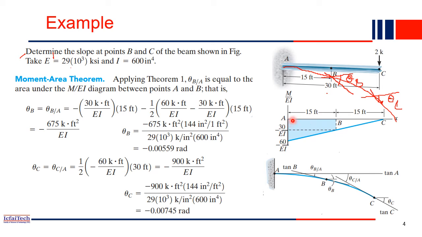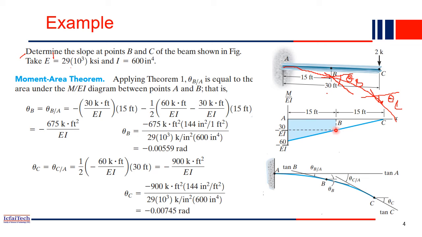So what is the area here? This entire blue shaded area is a trapezoidal shape, right? You can divide it into two parts: one is this rectangular part and another is this triangular part. How much is the area of the rectangular part? Simply the width, 15, into height. This height is 30 by EI. So 15 into 30 by EI will give you this much area. That's what we have done here: 15 into 30 by EI. So this first part is the area because of this rectangle.